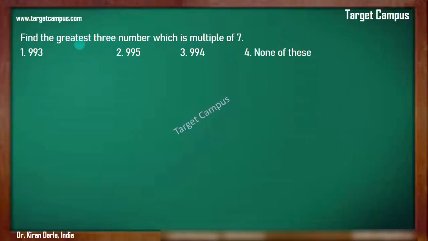Find the greatest 3-digit number which is a multiple of 7, right? Now you can directly check with the options. Which is greatest here? The greatest is this one. Let's take this one. Divide by 7. 7 1 7. Remainder is 2, so carry over is 2. So 2, this is 29. 7 4 28.